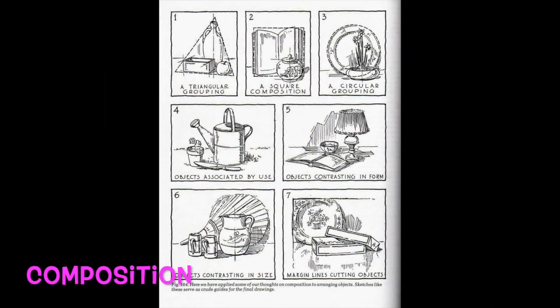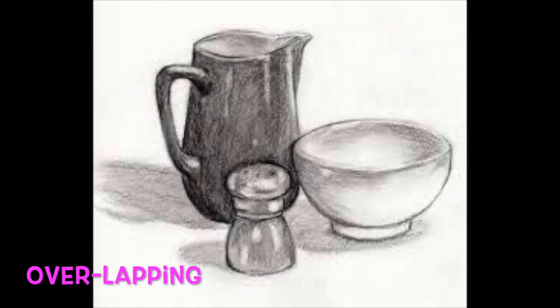Composition is an art vocabulary word that describes the way the elements of art are arranged in a work. So it discusses where things are within the picture. Overlapping describes what's in front and what's behind. It adds depth to your artwork. So the salt shaker is in front and the picture is in back.